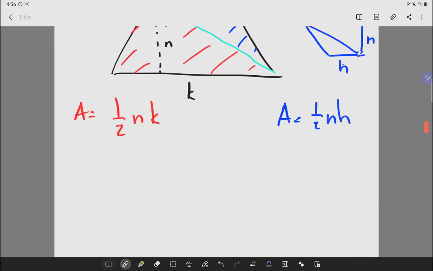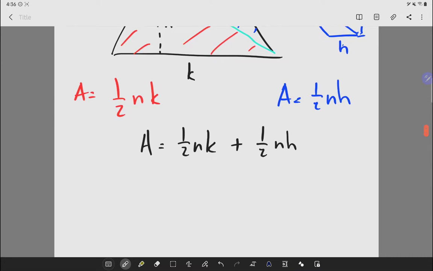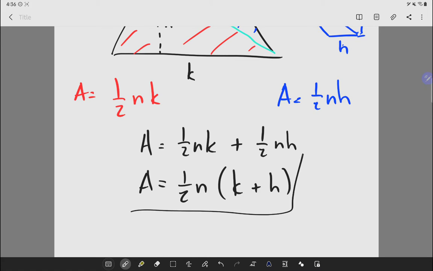Now, putting that together, the area of the whole thing should be half NK plus half NH. We can factorize the common factors out. We can take out the half, we can take out the N, and we have K plus H, and ta-da, we still get the same formula. And that's another way we can do it.